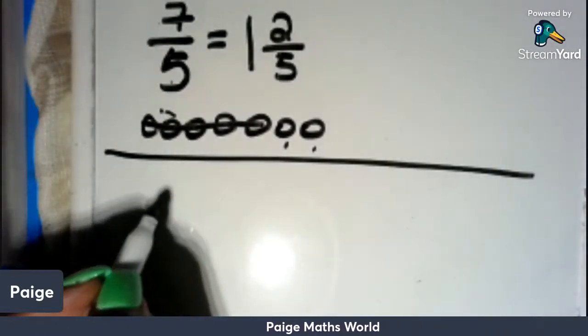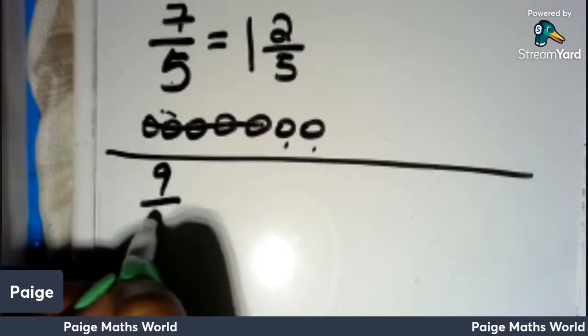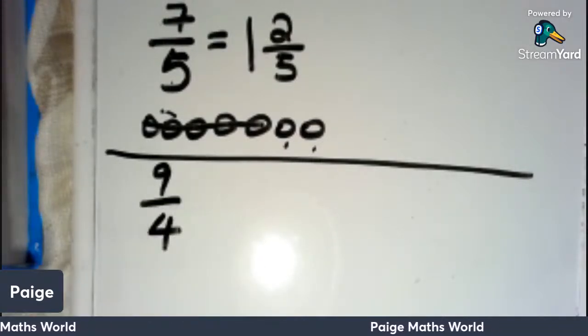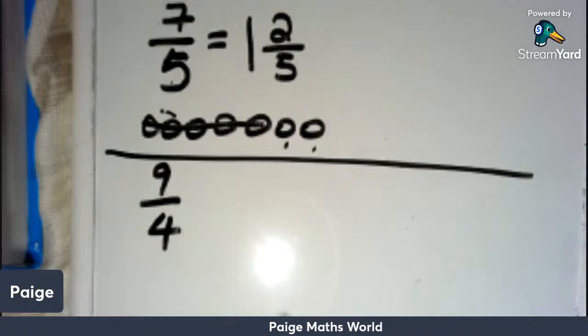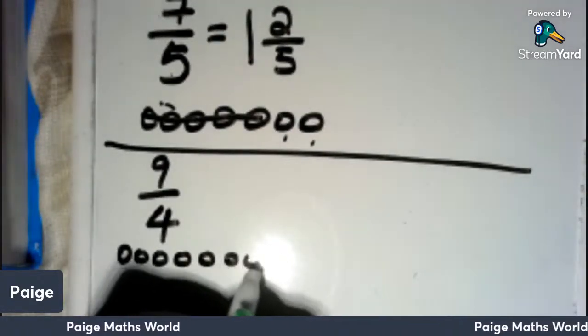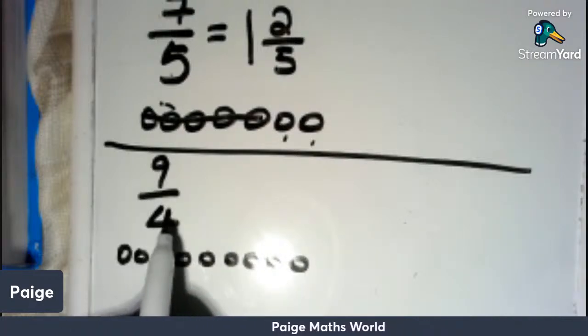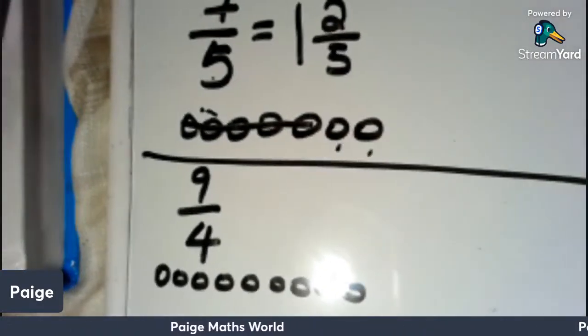So let us put, say, 9 over 4. What's that as a mixed fraction? Let us try. So we're going to have 1, 2, 3, 4, 5, 6, 7, 8, 9. So we have 9 circles, and we're going to see how many times we can get 4 from here.